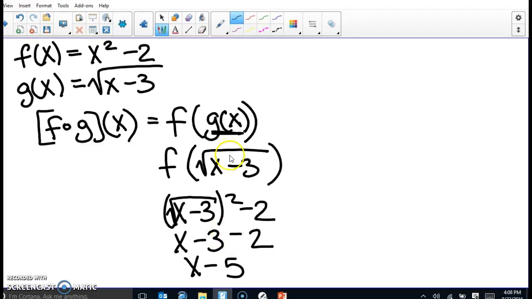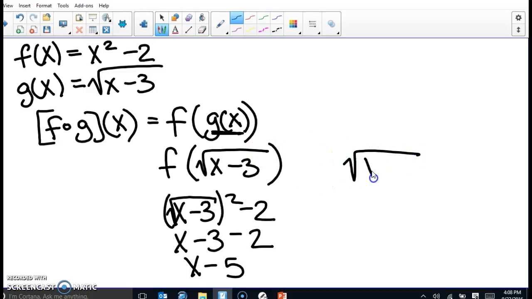So for this one, since we have this square root here, we can't have a negative inside of our square root. So if we plug something into our g function, we need to make sure that it satisfies that there. Because if we get a negative here, then we can't substitute back into our f function because we get a complex number. So we need to make sure that we take care of this in our domain.